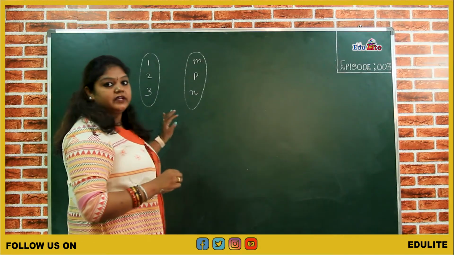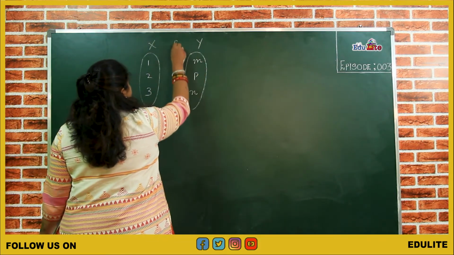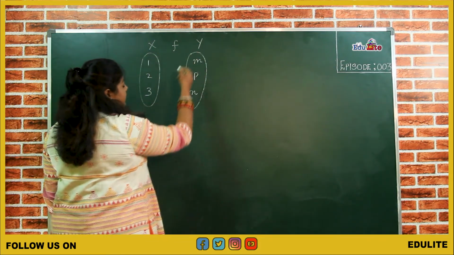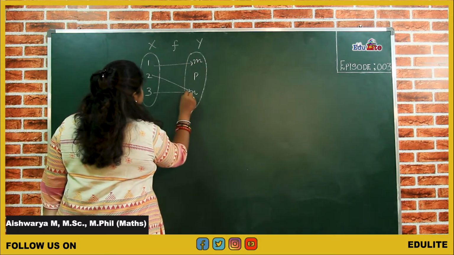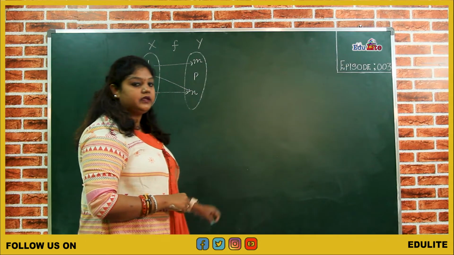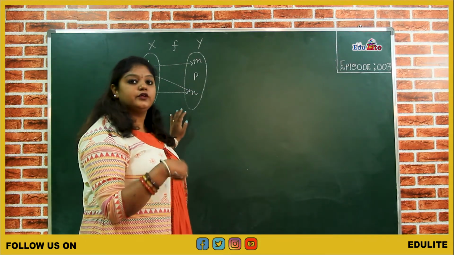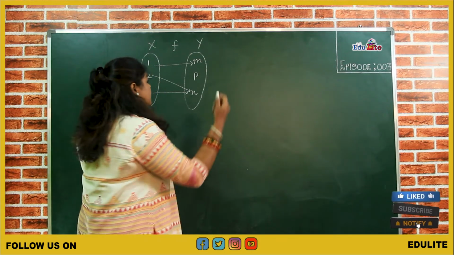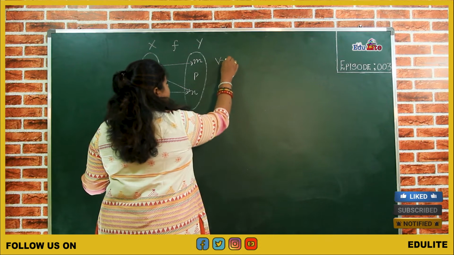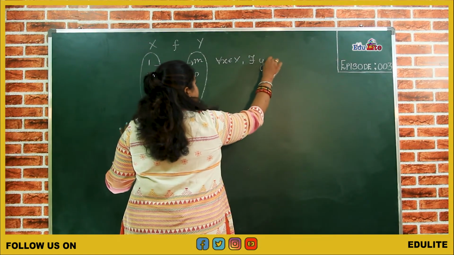We will consider one more example to test a function. This is the set x and this is set y, and f is a function from x to y. 1 is mapped to m, 2 is mapped to n, 3 is also mapped to n. Whether this is a function, we will check it. How to check it? We have to use the definition of a function. What is the definition of a function? For every x in x, there must exist only one y in y.